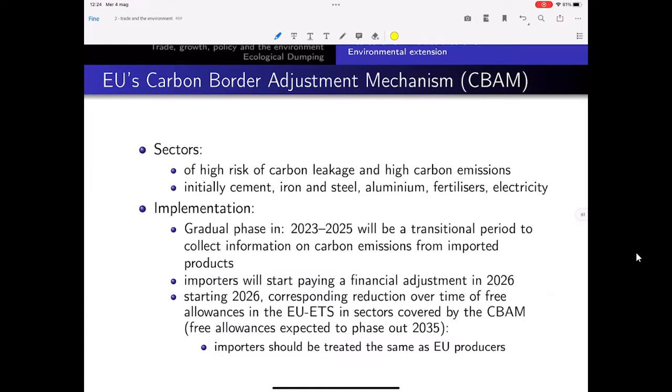Sectors. Implementation is also something I already mentioned. There should be a gradual phase-in, because for the upcoming years, 2023 to 2025, what the EU would like to do is just gather information, learning how, and that information should then, starting with 2026, be used in order to tax imports accordingly. Okay, so it's just a transitional period in order to collect data on carbon emissions.